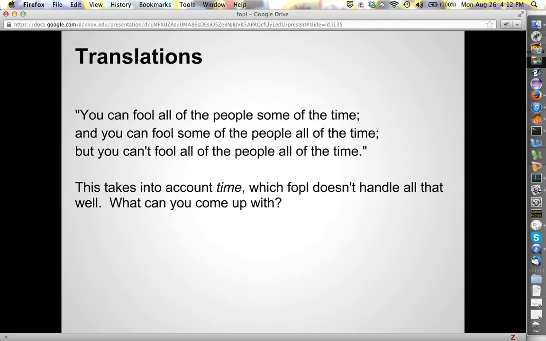Here's a good one. This is a famous idiom in English. You can fool all of the people some of the time, and you can fool some of the people all of the time, but you can't fool all the people all the time. This actually takes into account time, which first-order logic doesn't necessarily handle all that well. So, what might you be able to come up with?